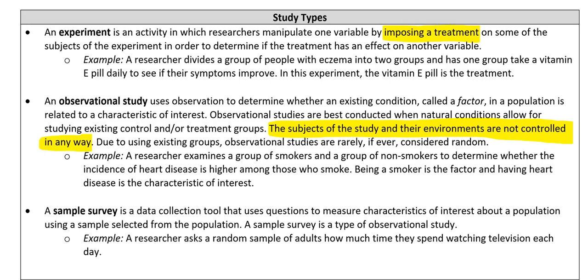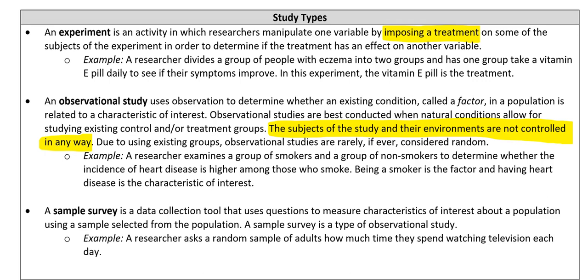Due to the fact that we're using existing groups, observational studies are rarely, if ever, considered random. So for example, a researcher examines a group of smokers and a group of non-smokers to determine whether the incidence of heart disease is higher amongst those who smoke. Being a smoker would be the factor, and having heart disease is the characteristic of interest.